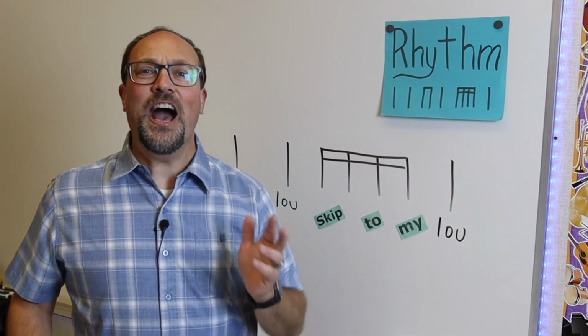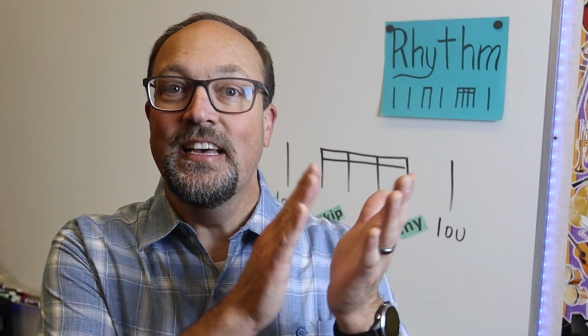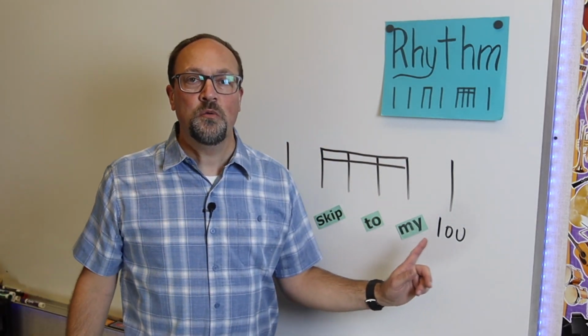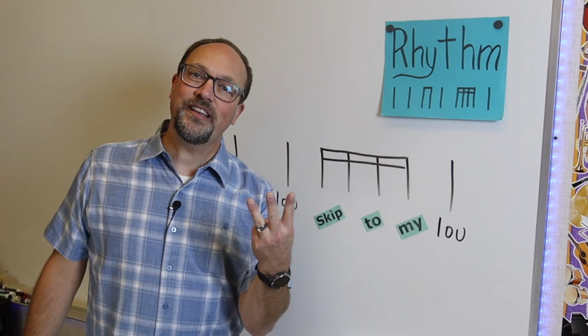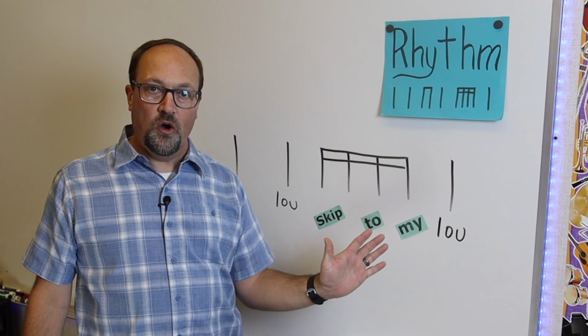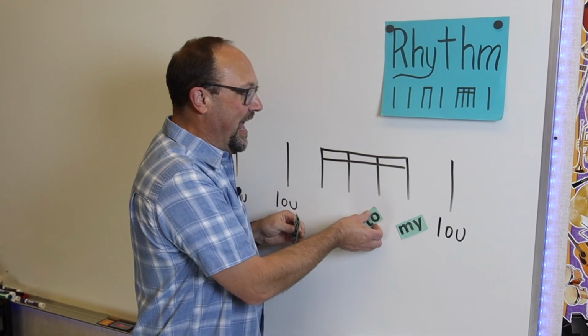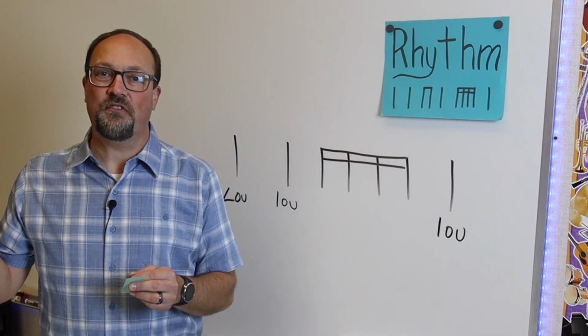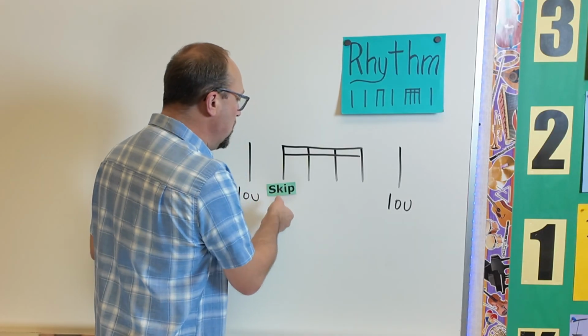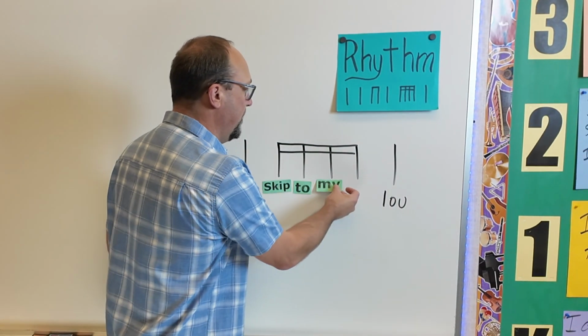But wait a minute. How many sounds is a tika, tika? Tika, tika. It's 4 sounds. And what about skip to my? That is only 3 sounds. We need to figure out where do the words go. And I might take these and hand them to people and have them choose which of these notes to put it under. And often you would end up like this.